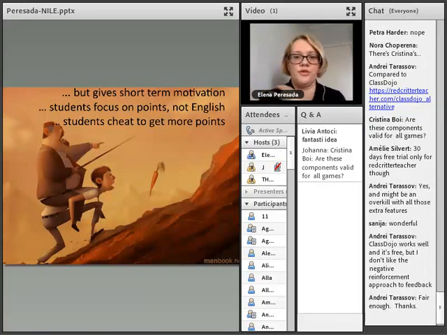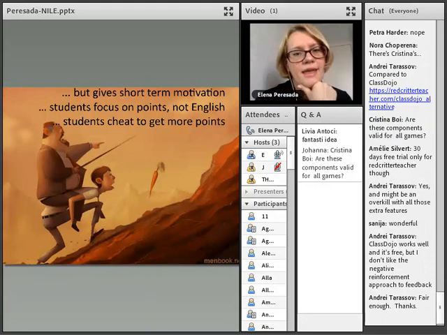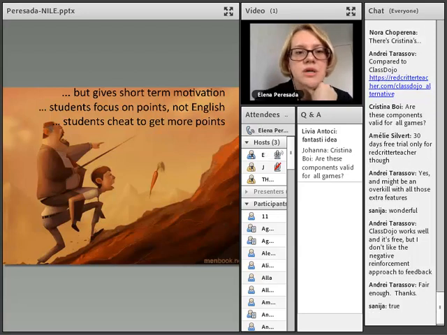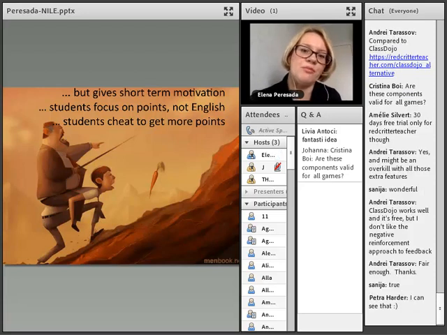We worked like this for about 3 or 4 years, and then we realized that this first level, game components, game mechanics, is not enough. It gives only short-term motivation. Students are focused only on points, not English. And in groups where we had young students, like 10, 11 year olds, they were like real killers, not achievers. They started cheating, and as we had physical points, they even could steal points from other people.